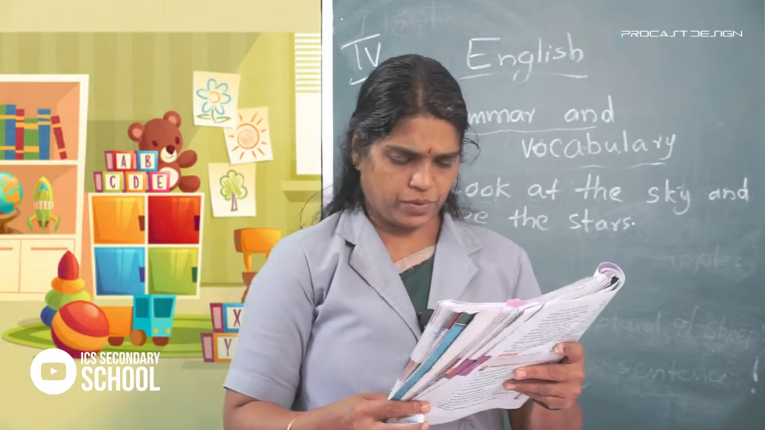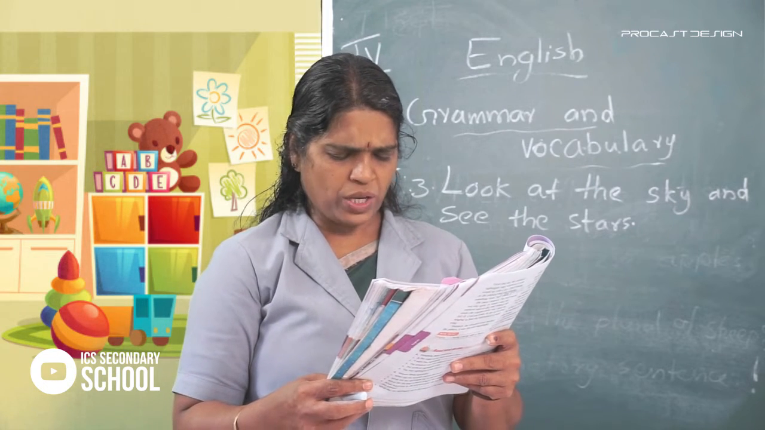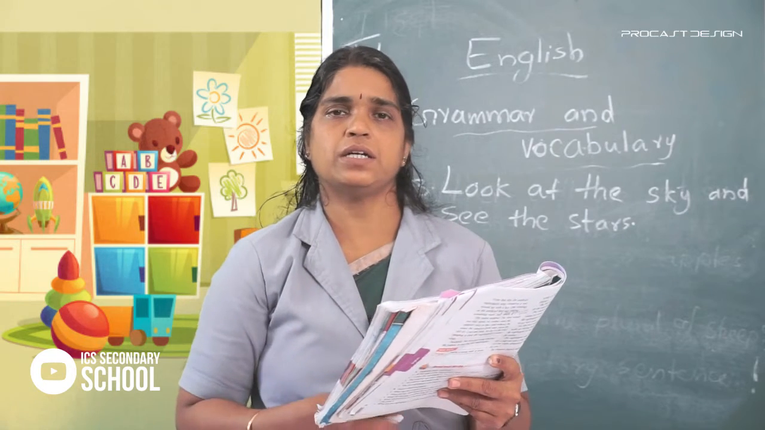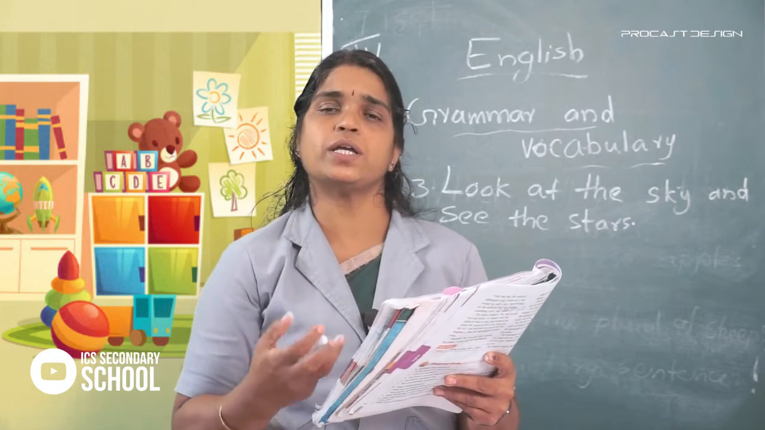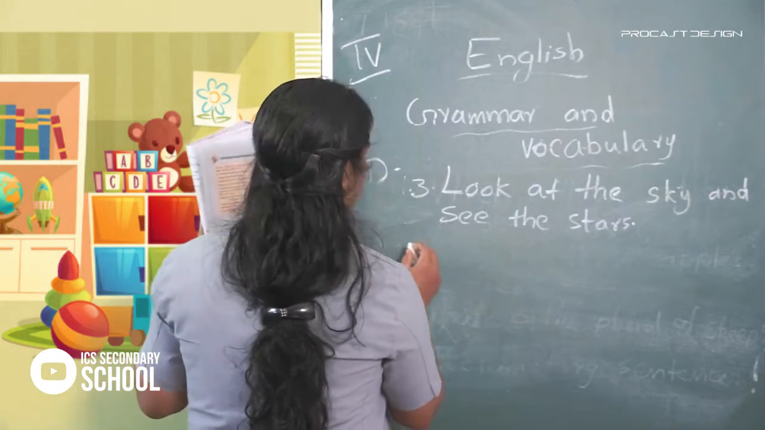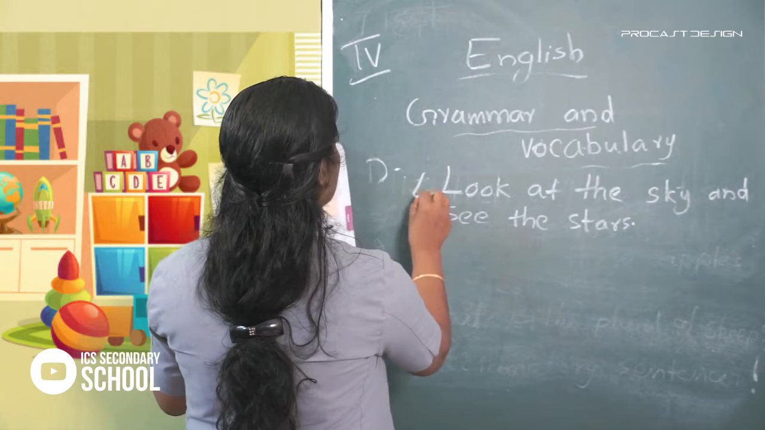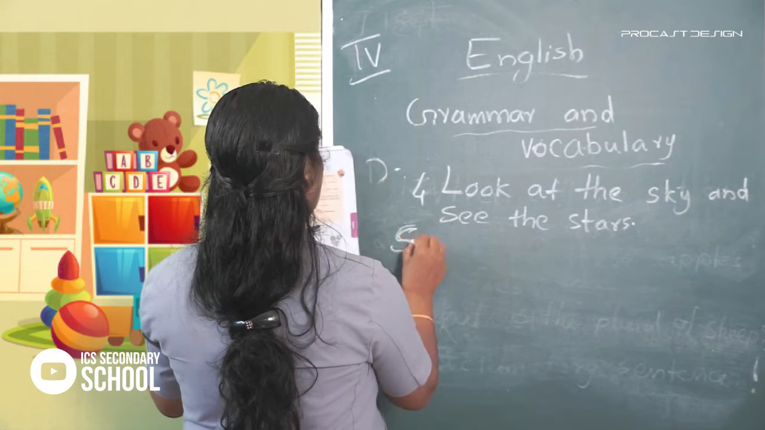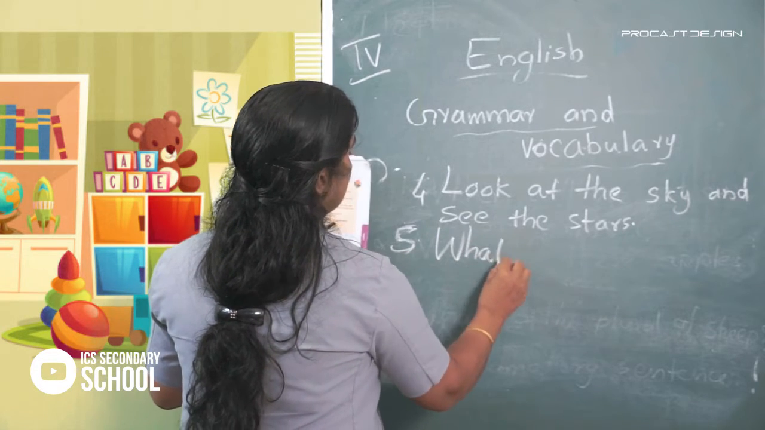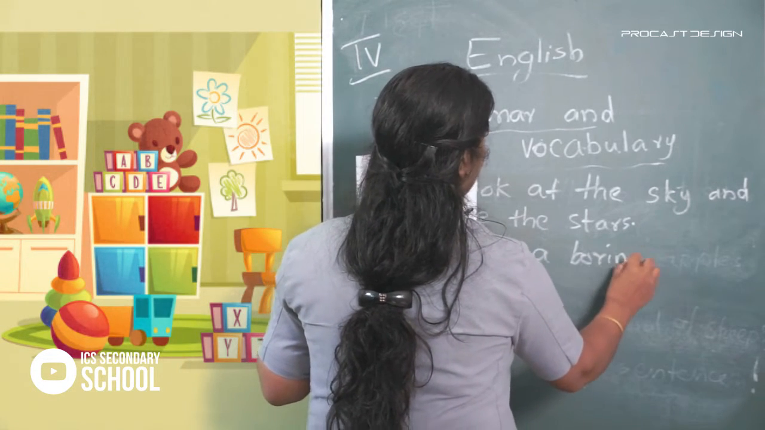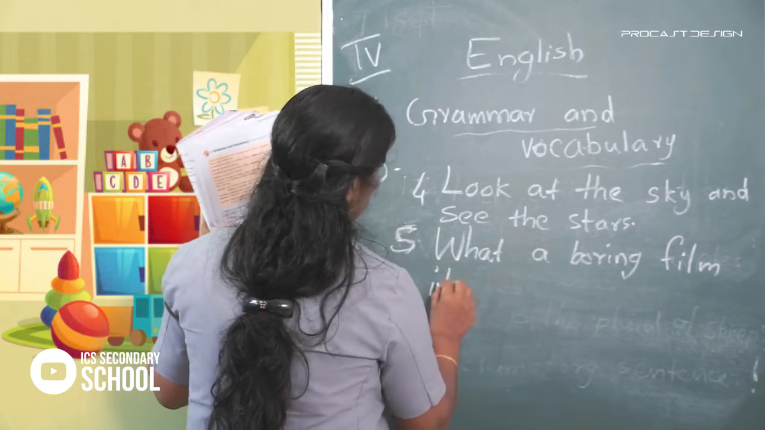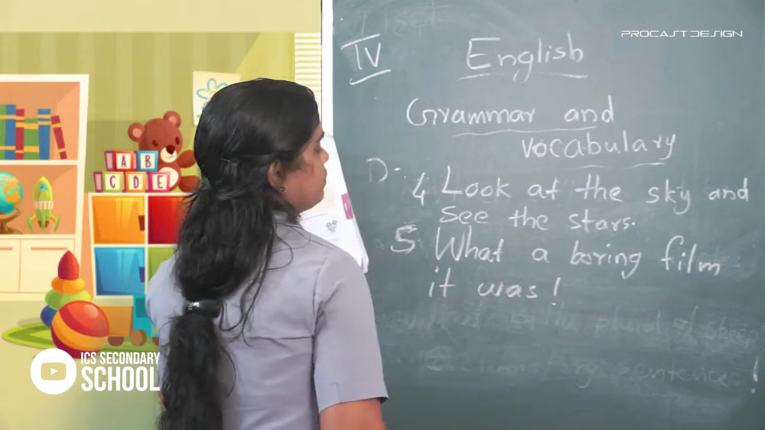Then, what a boring film it was. What type of sentence is it? When you are hearing this, is it a question, an exclamatory sentence, or a request? Yeah, it is an exclamatory sentence. Okay. Sorry, this is the fourth one, fifth one. What, W in capital letter. What a boring film it was.